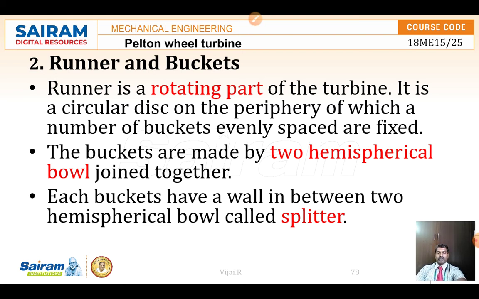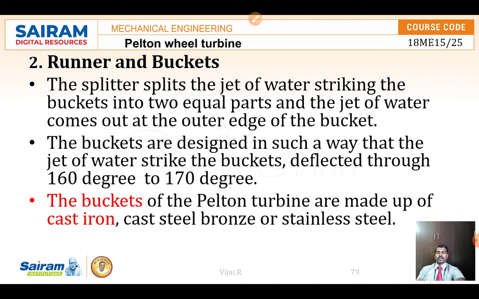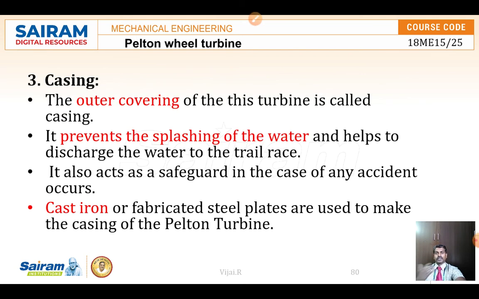On the periphery, as I said, the buckets are arranged in an evenly spaced manner, and the buckets have two hemispherical bowls joined together. There is a center wall between the two hemispherical bowls, called a splitter, that splits the water. The jet of water through the penstock and the nozzle hits the center of this bucket, so that it gets the energy of the water and is rotated. The buckets are made of cast iron to withstand high pressure and high vibrations.